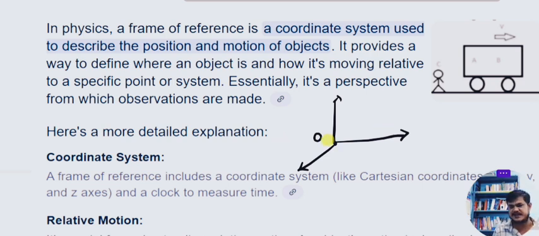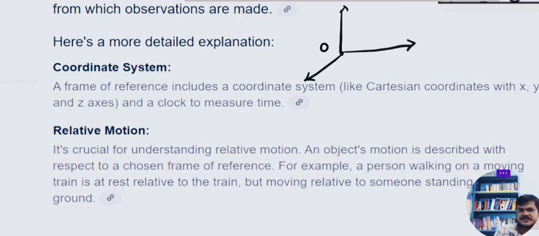A frame of reference can be anything. It may be a bus, it may be the earth, it may be a moving car, it may be a lift, anywhere the person standing on that is noting the other object's position and motion. Clear? It is like a Cartesian coordinate system. It is x, it is y, it is z. When time is attached to this frame, it is very crucial to understand what relative motion is.